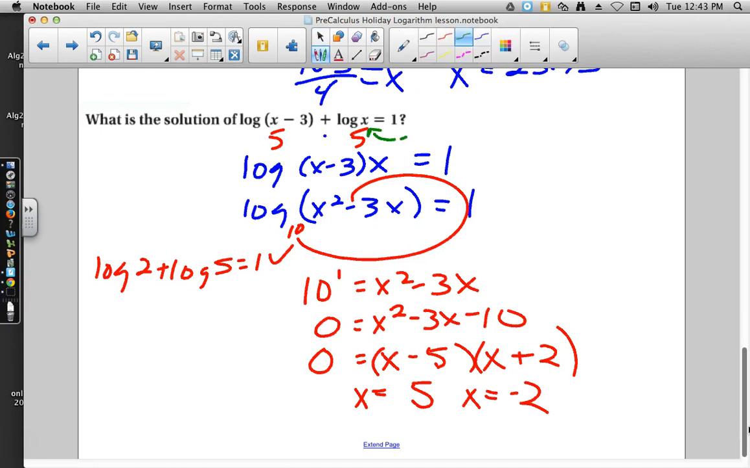if I put negative 2 into these two positions, I'm evaluating the logarithm of negative numbers. And we cannot do that. That is not in its domain. So this one is extraneous. Remember, we do not evaluate the logarithms of negative numbers.